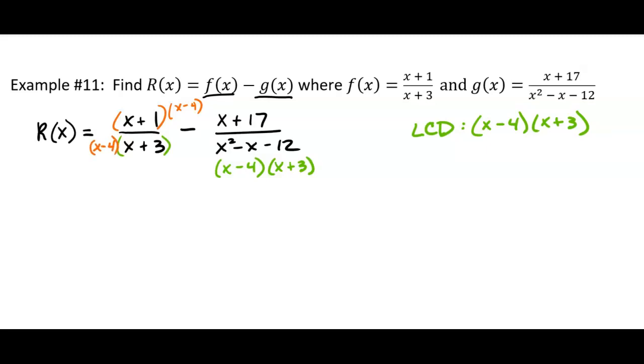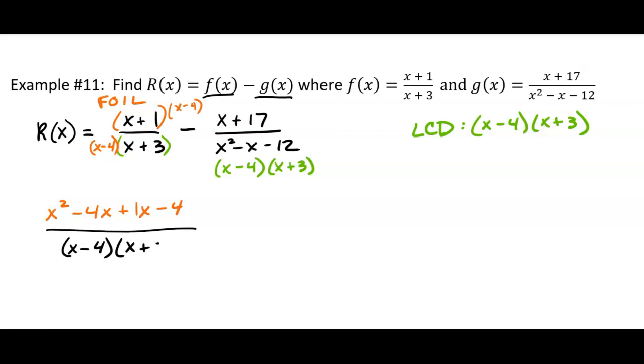Now, this is different. I don't think we've done one like this, where we have a binomial times a binomial in the numerator. So I'm going to have to multiply that out. x squared, it'll be a foiling thing. x squared minus 4x plus 1x. You don't have to put the 1. Minus 4. So I'm foiling this numerator up here. Okay? And then it's over x minus 4, x plus 3. That's the common denominator we're getting. And then it's minus x plus 17 over x minus 4, x plus 3.